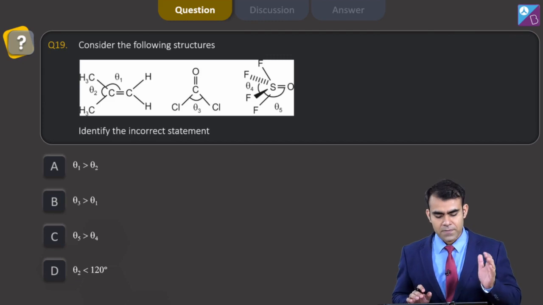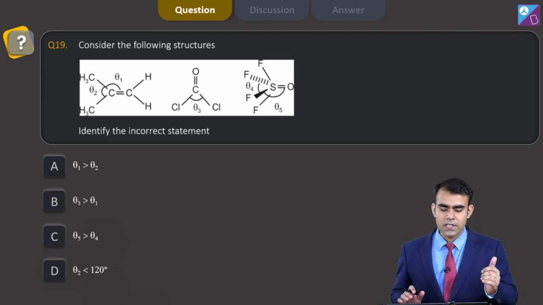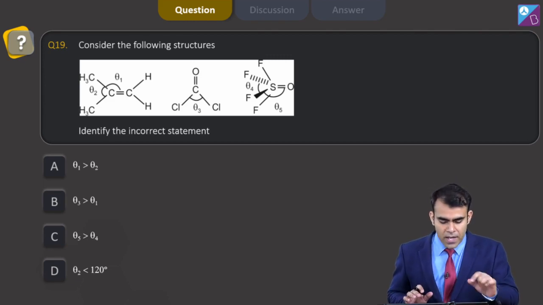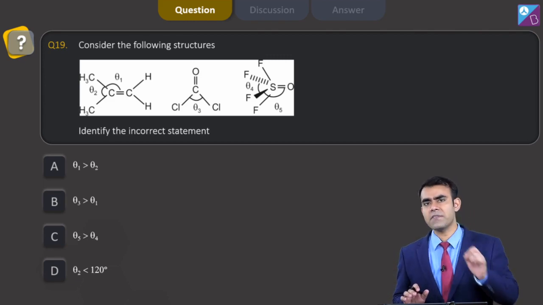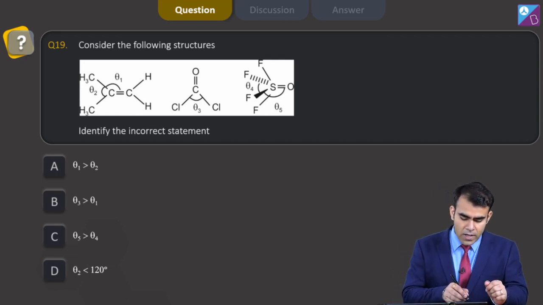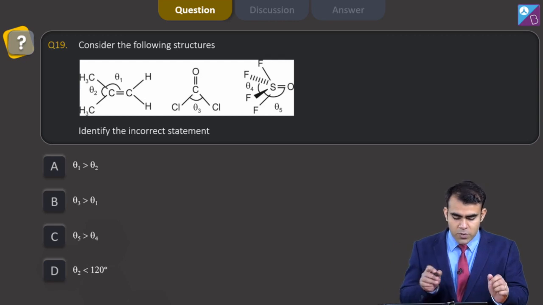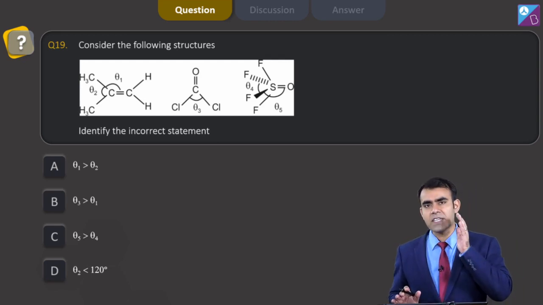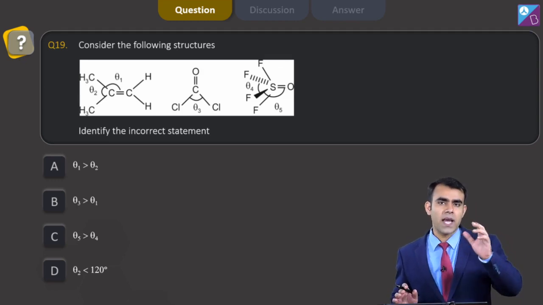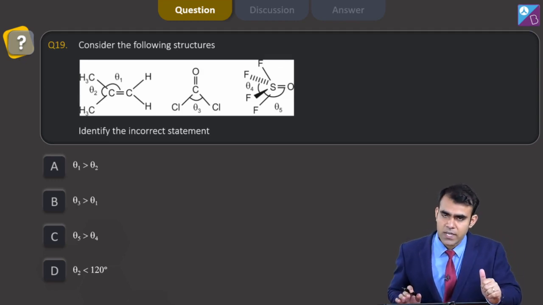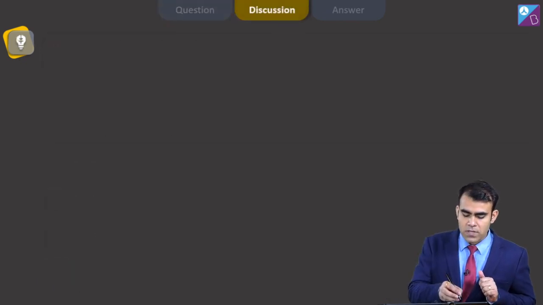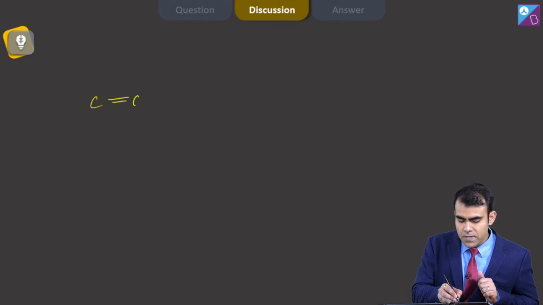We have been given 3 structures. So the question says, consider the following structures and identify the incorrect statement. Now here in these structures we have been given certain bond angles and we have to compare these bond angles. Now if you see, in the first structure we have been given a carbon-carbon double bond, and to one carbon we have 2 methyl groups and to the other carbon we have 2 hydrogen atoms. Now if I talk about the bond angles here, then what do we have?